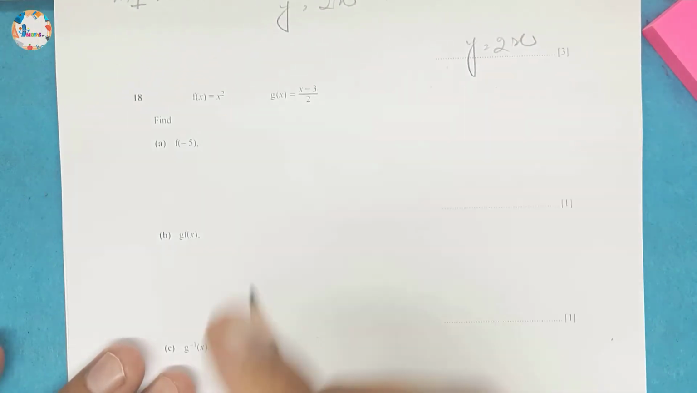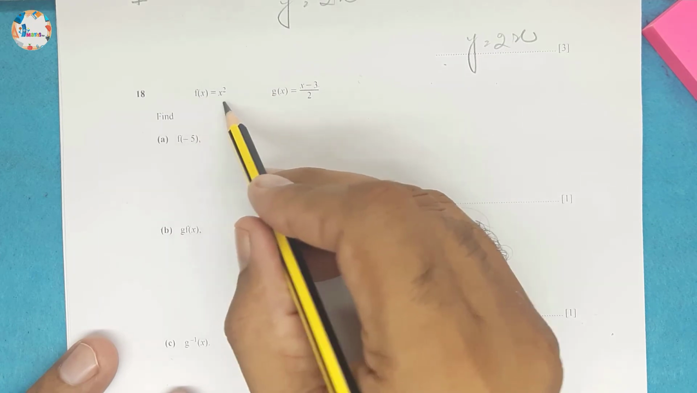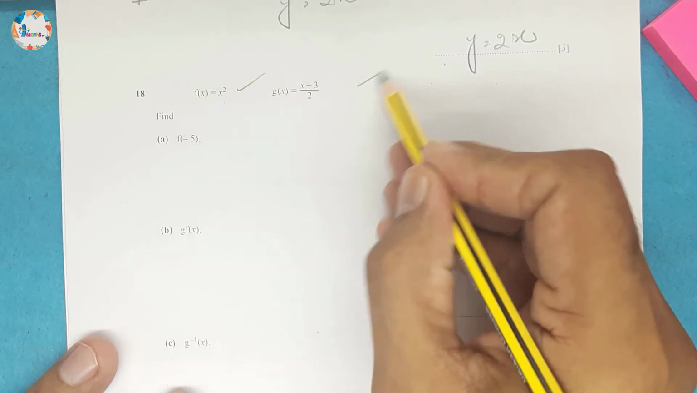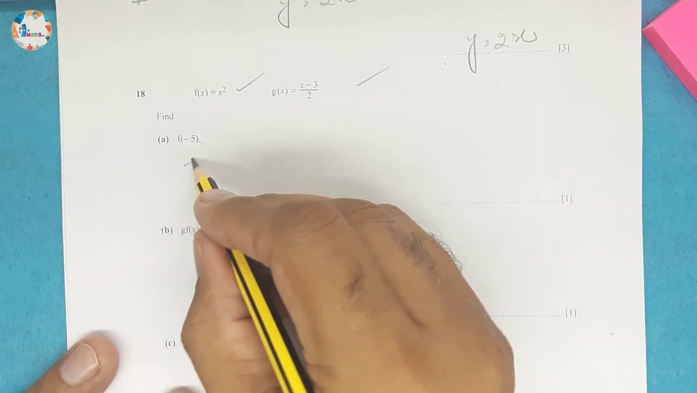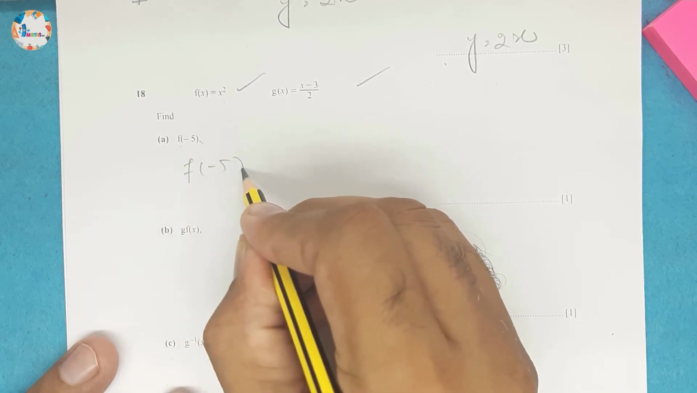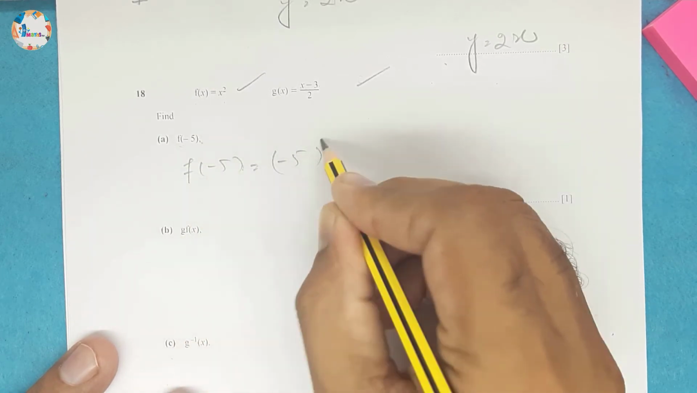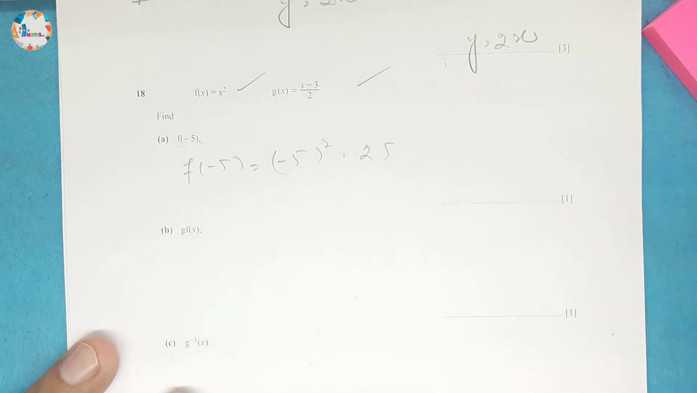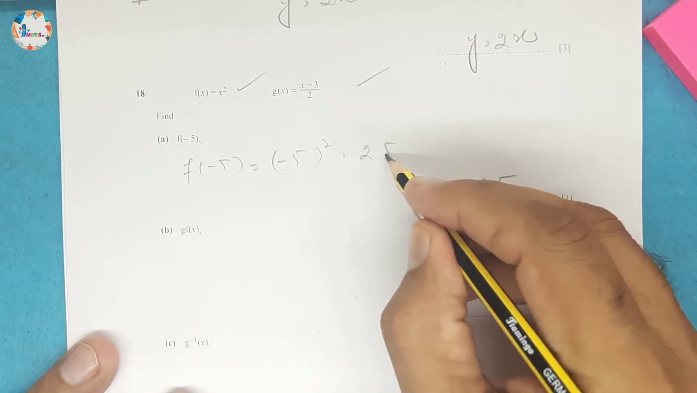Now question number 18, f of x is equal to this one, g of x is also provided. f of minus 5, so f of minus 5 will be equal to minus 5 squared, which is equal to 25. So our answer to this one will be 25.